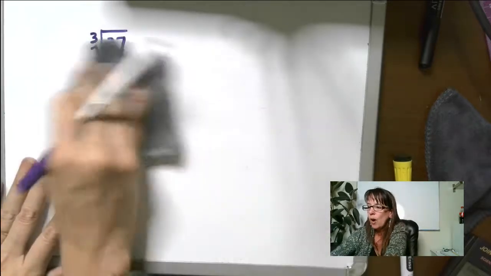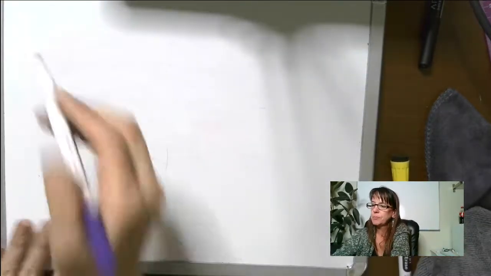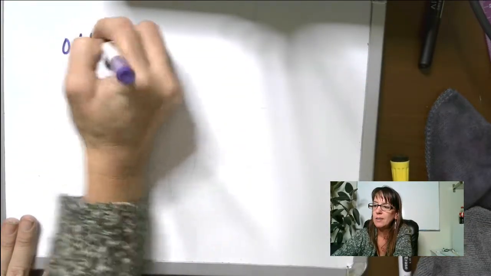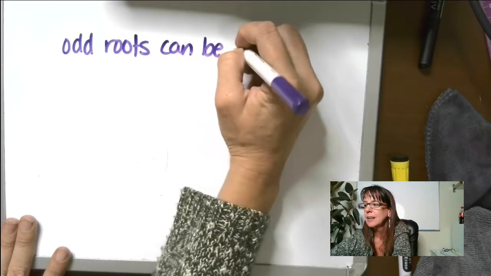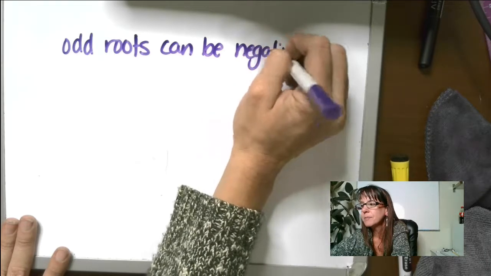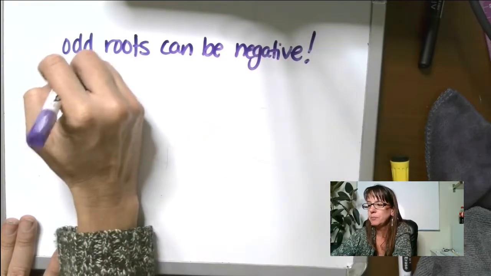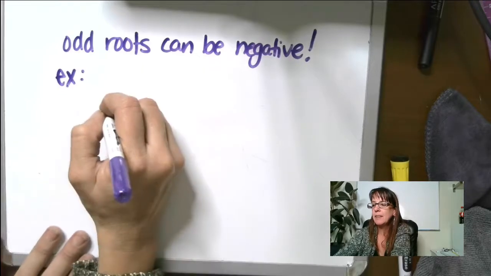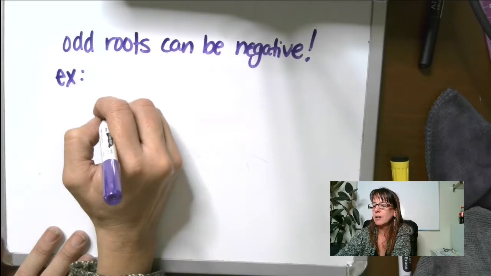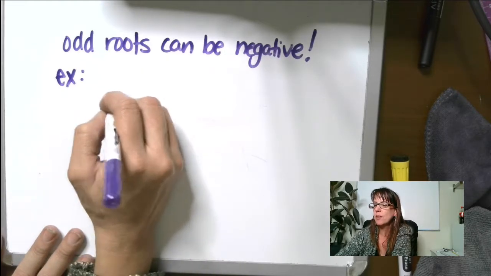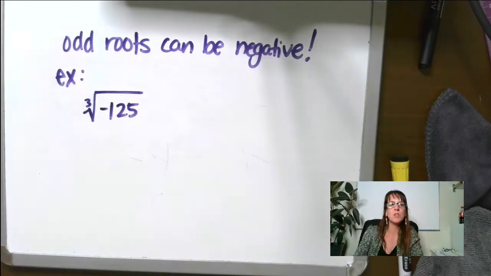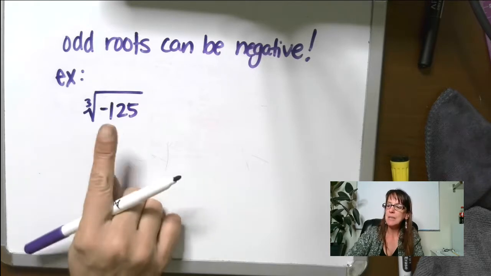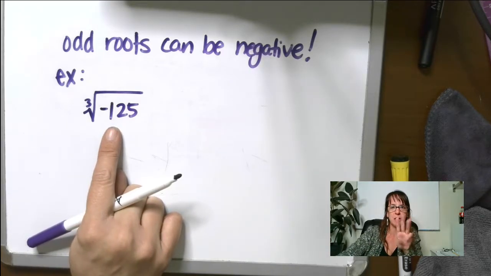Now, I want you to write this down too. Odd roots can be negative. Example, if I have, I gotta think of a good one. Oh, negative 125, the third root of negative 125, right? That means I need something that multiplied 3 times will give me negative 125.